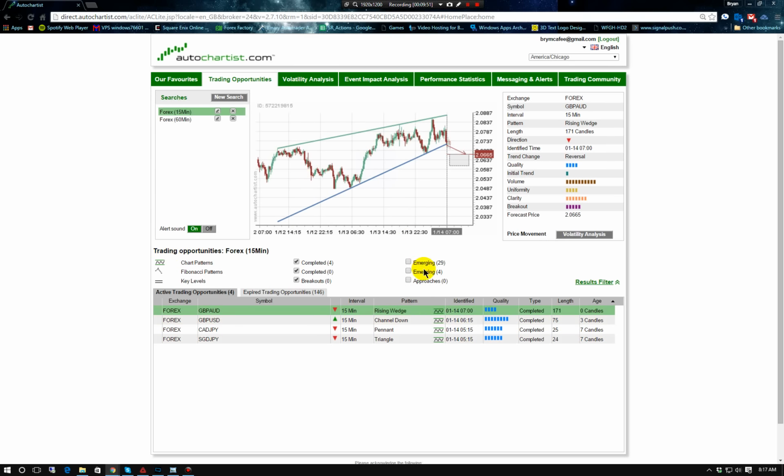So there's three different types, as we can see. There's approaches, emerging, completed. There's also breakouts. So there's four different types, I'm sorry. Now completed is what we get is rising wedge, channel down, pennant, and triangle. This is where the system really could use some improvement. The mobile alerts are a lot better, and I'll get into those in a minute.